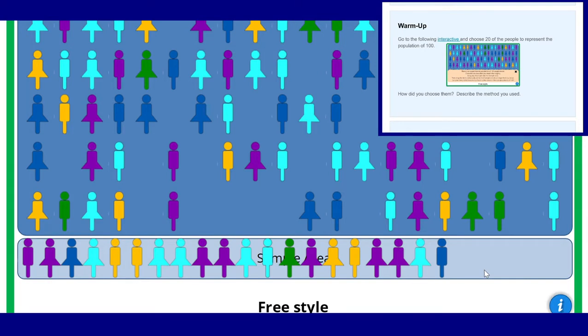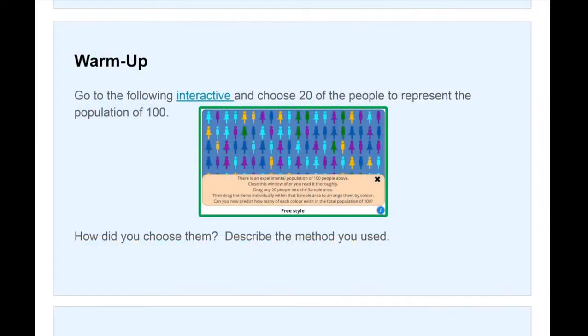For me, I just randomly picked. I was just going through, grabbing 20 people out of the population and putting them into the sample area. It had no rhyme or reason to it. There was no kind of order to it. I was just picking people that I saw. So that idea is one of the ways we can sample.